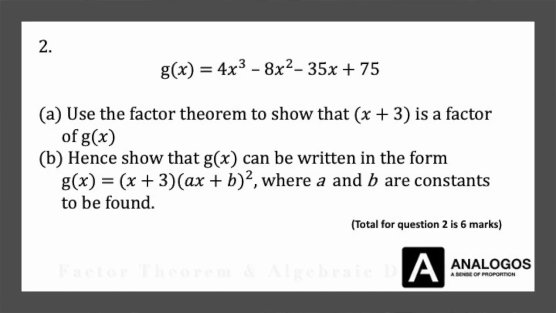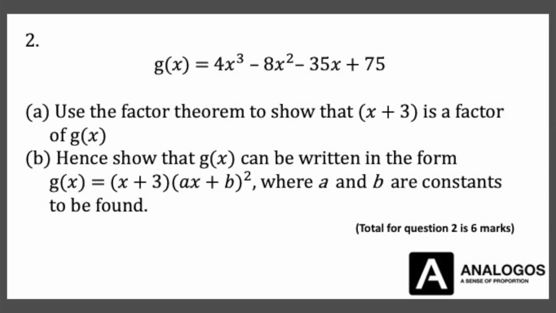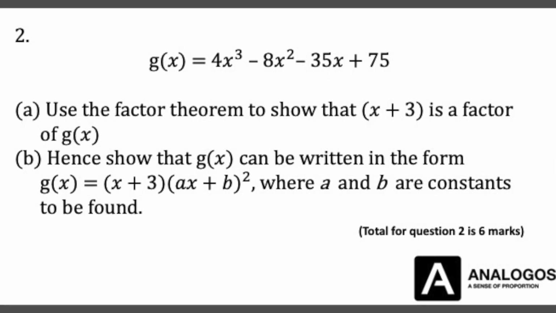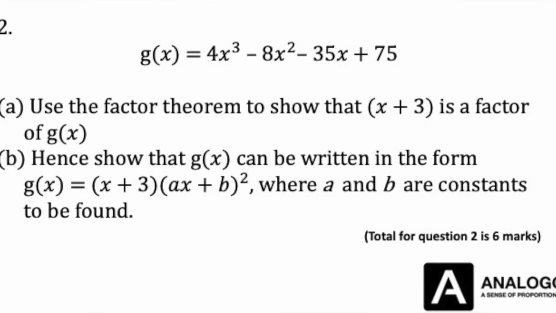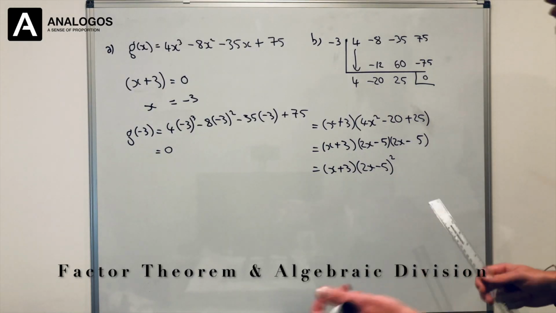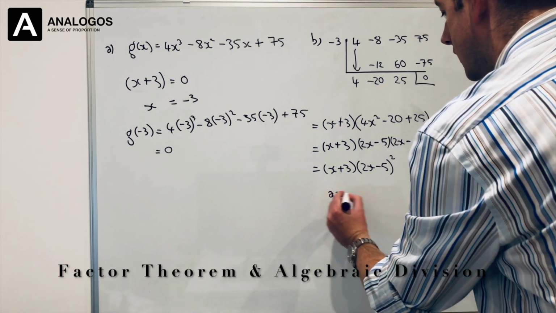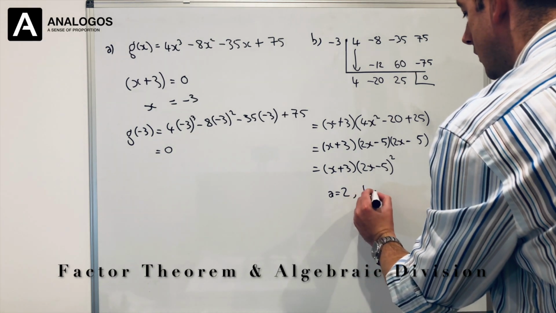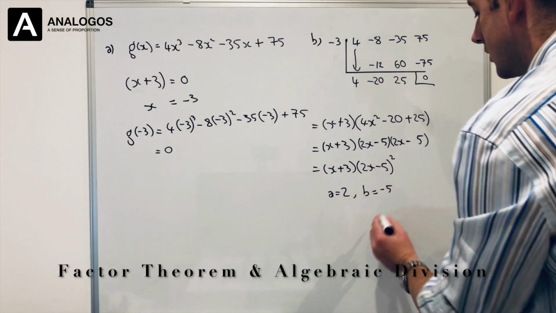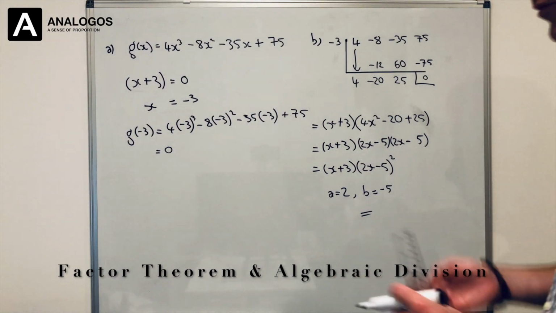And the question said, hence show that g of x can be written in the form g of x equals x plus 3, which we have, times ax plus b all squared, where a and b are constants to be found. So you could leave it like that, but just to be on the safe side, I'll probably label what a and b are. So a, in this case, is 2, and b equals -5. And that's your final answer. Okay, let's try the next one.